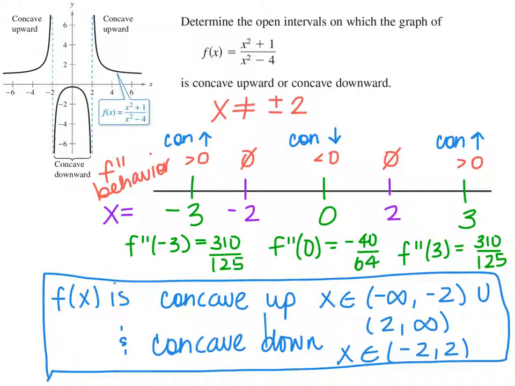And then as we got more positive than x equals 2, that's going to be a positive result, so that means it's concave up. So we have two intervals where f of x is going to be concave up, and our graph matches what we say here, and just that one interval where it's concave down.